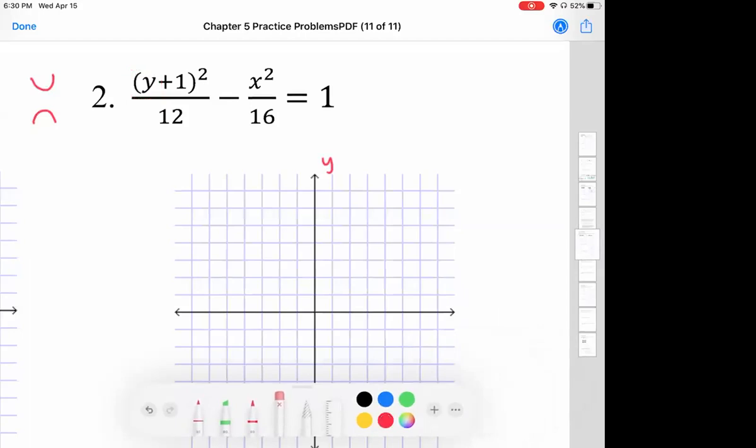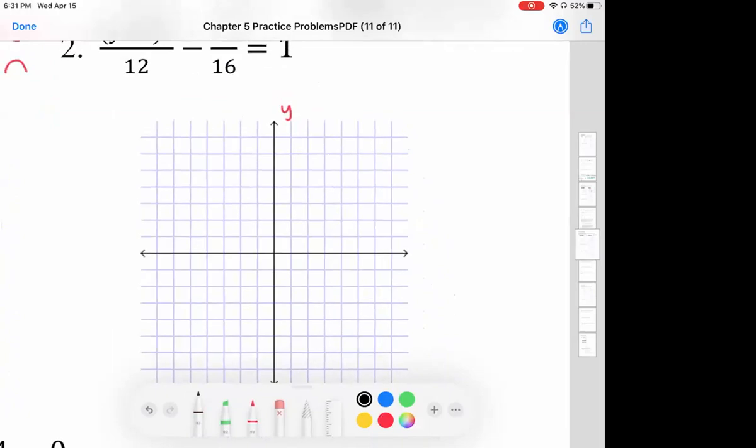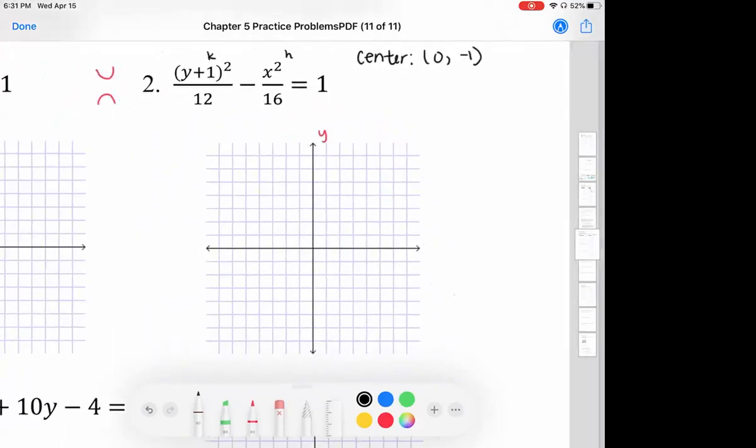All right, that's settled. Let's label our center. Your center is h, k. Your h is always with the x, your k is always with the y. So we have it at 0 and -1. Okay, from here, just like an ellipse, I want to draw my endpoints. But instead of making an ellipse, these endpoints are going to make a box. All right. So I have my center at 0, -1. Let me draw my center.